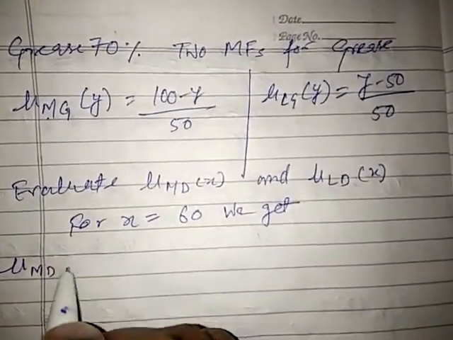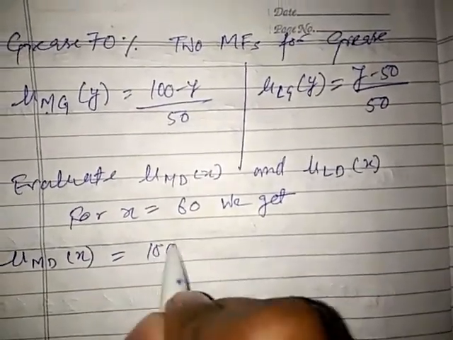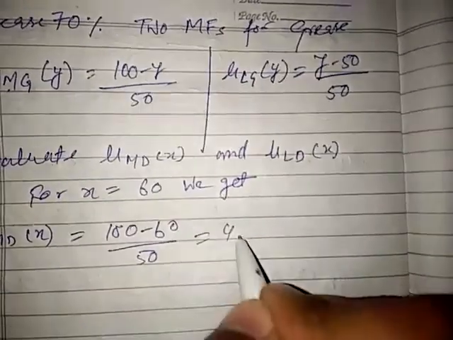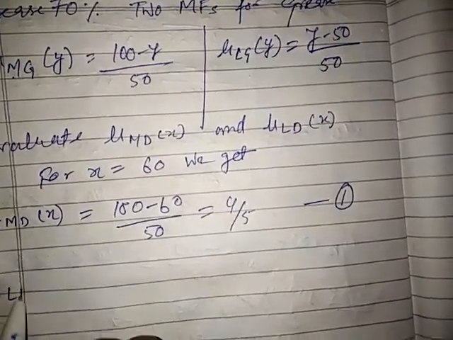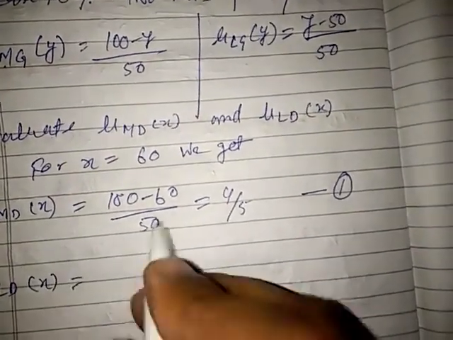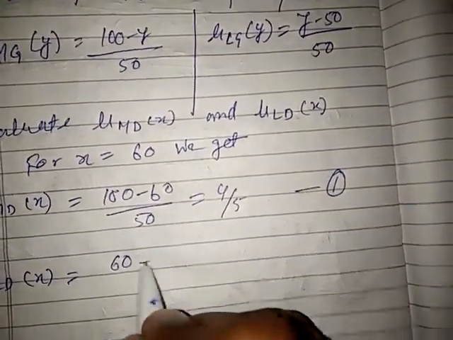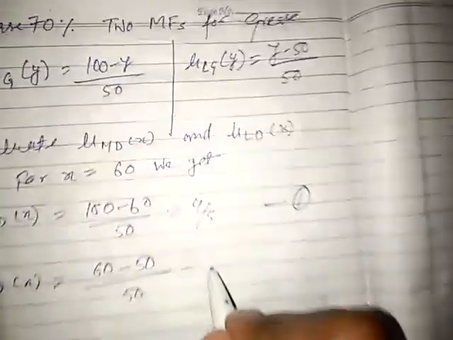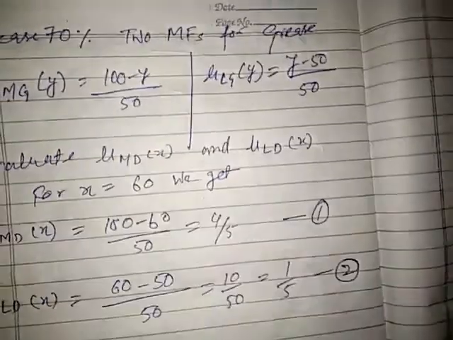Now we get mu medium dirt(x) equal to (100 minus 60) divided by 50, that is equal to 4.5. That is the first equation. Mu large dirt(x) equal to (60 minus 50) divided by 50, that is equal to 10 by 50, that is equal to 1 by 5. That is the second equation.